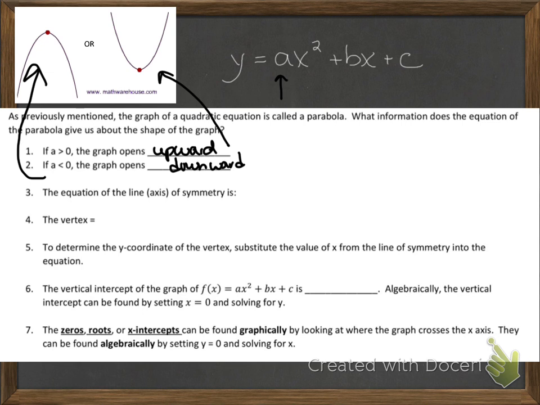The equation of the line of symmetry, or the axis of symmetry, is x equals -b over 2a. And if you're like, well, what are a and b? Well, they're just these values right here in the equation, right? So a is the coefficient of x squared, and b is the coefficient of your linear term, your x term. Okay, so we would pull our b and our a straight from the standard form of the quadratic equation.